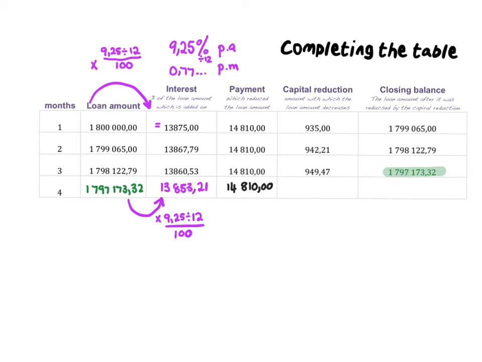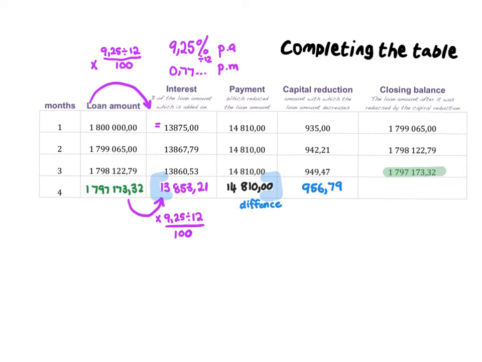But now I need to calculate my capital reduction. And like we said earlier, the capital reduction is the difference between my interest and my payment. So the difference obviously means that you are going to minus them off from each other. And if you do this, you get 956 Rand and 79 cents.